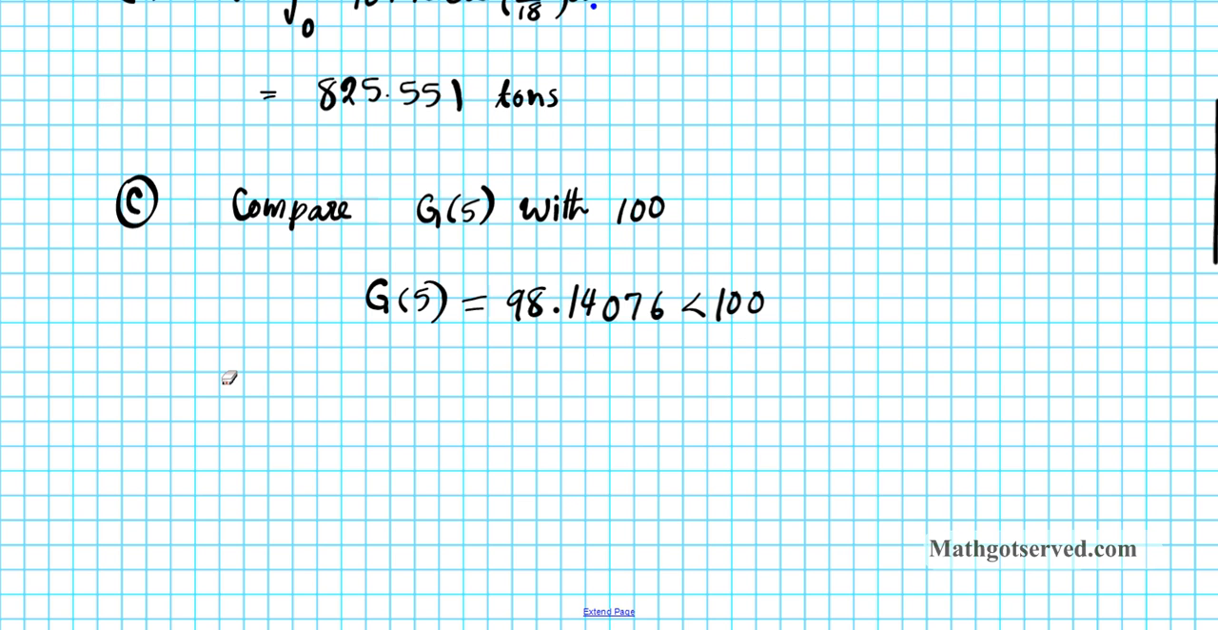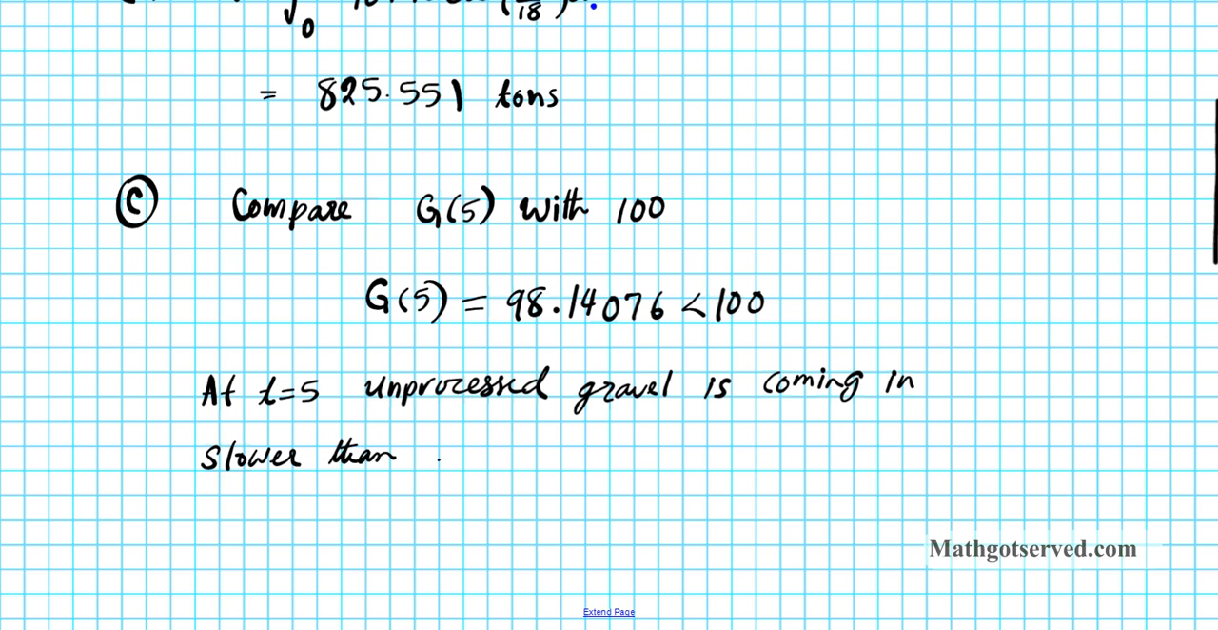Okay, so at t equals 5, unprocessed gravel is coming in slower than the constant rate of processing. The constant rate at which the gravel is processed out. Okay, it's processed out.